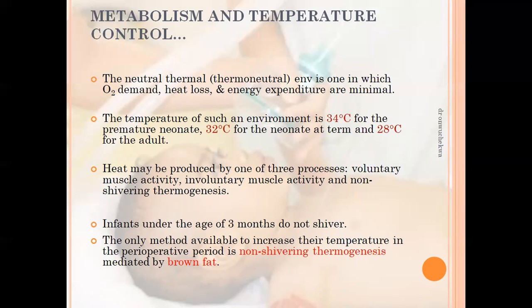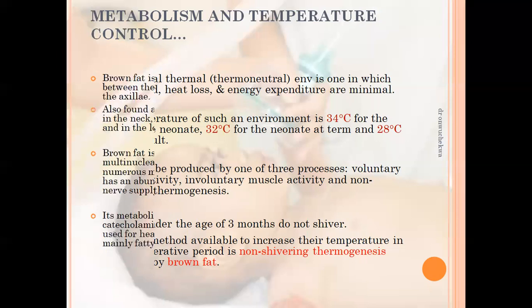Heat may be produced by one of three processes: voluntary muscle activity, involuntary muscle activity, and non-shivering thermogenesis. Infants under the age of 3 months do not shiver. The only available method to increase their temperature in the perioperative period is through non-shivering thermogenesis mediated by brown fat.